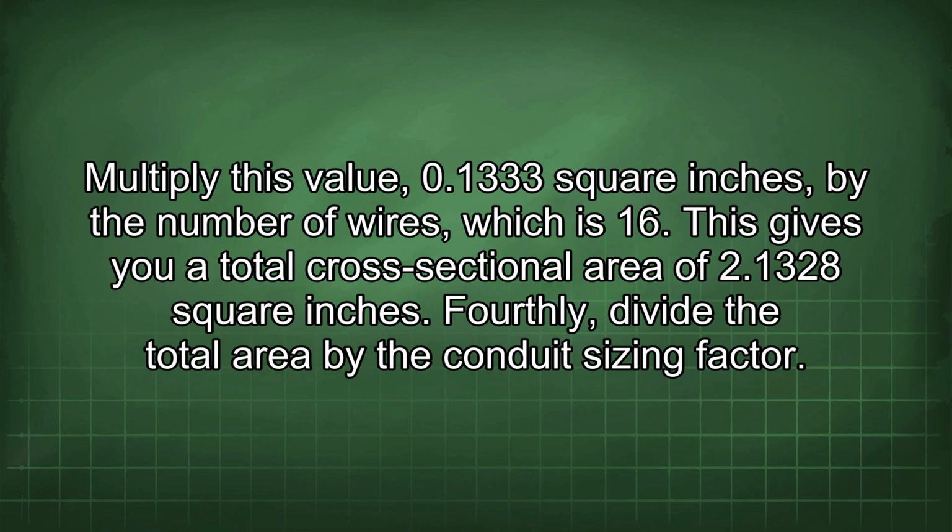Multiply this value, 0.1333 square inches, by the number of wires, which is 16. This gives you a total cross-sectional area of 2.1328 square inches. Fourthly, divide the total area by the conduit sizing factor.